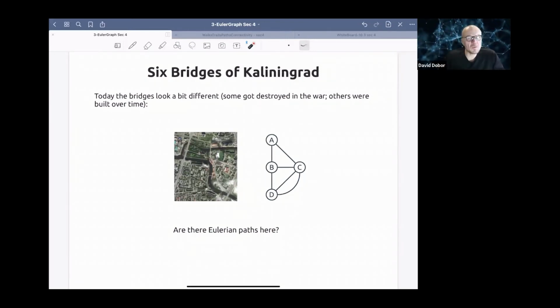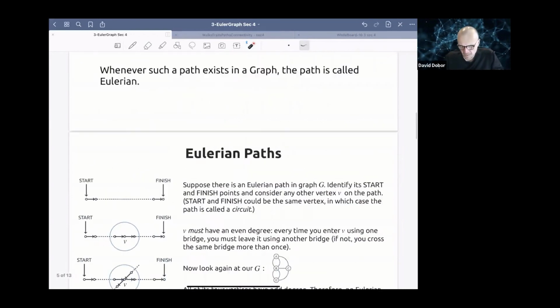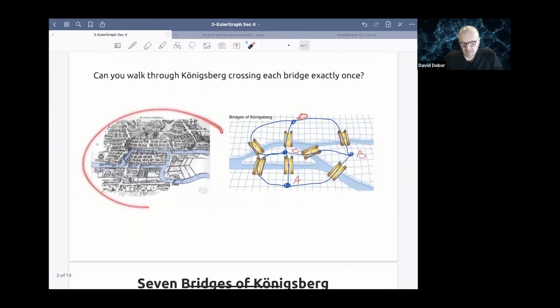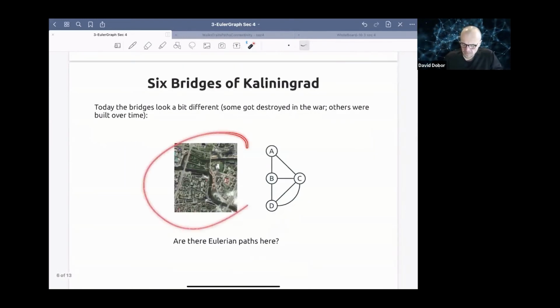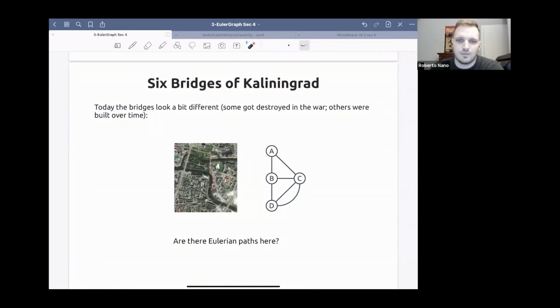So right now, if you do Google Earth, you'll find the same city. This map was from the 18th century, 1700s sometime, and this is like Google Earth now. What the graph now looks like is this. Now is there an Eulerian path, two centuries later, after all this history? Yes. Okay, so where is it?